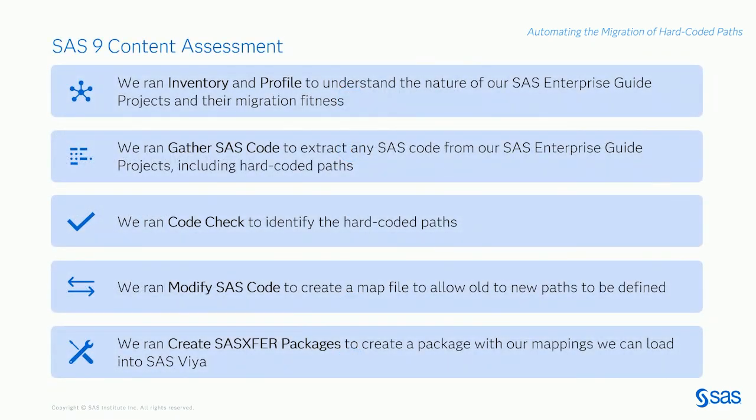So, to recap the planning stage, we ran inventory and profile to understand the nature of our enterprise guide projects and how many we had. We ran gather SAS code to pull the SAS code out of it. We ran code check on the SAS code we pulled out of it. We ran modify SAS code to build that map, and we ran create Xfer packages to make that package. I'll pause here for a minute if there's any questions.